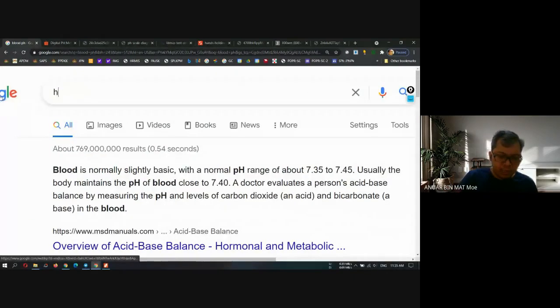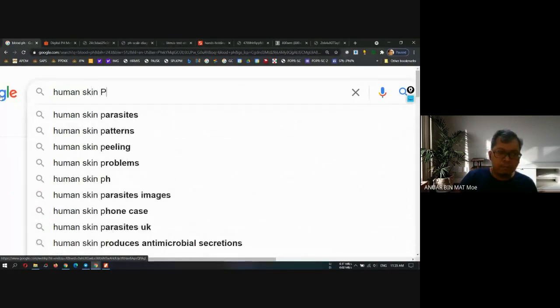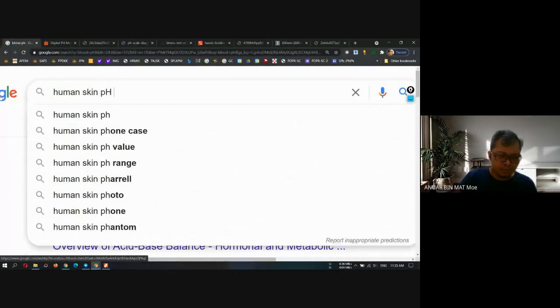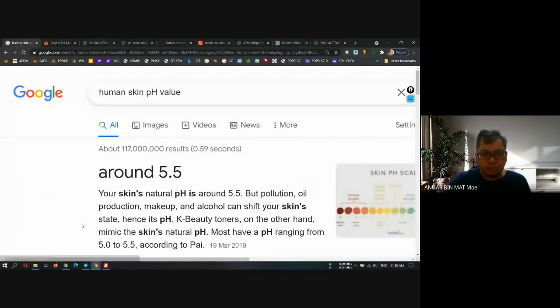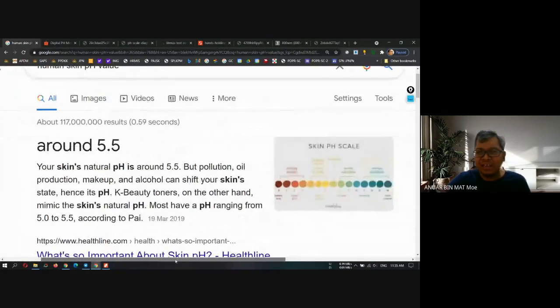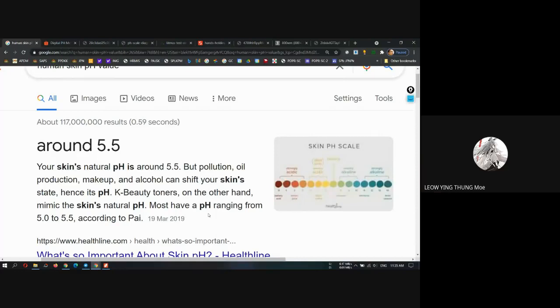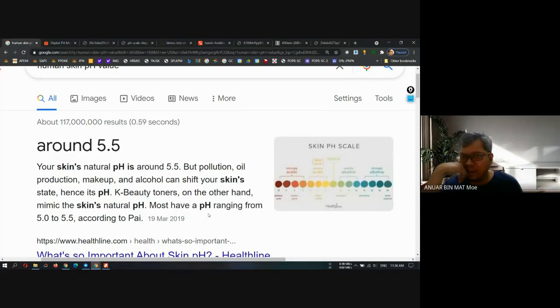Now human skin pH value. This is human skin. Around what? Can you see it? Can you see this? Human skin is about 5.5. 5.5 is what? Acid or alkaline? Acid. Acidic. Yeah. Our skin is a little bit acidic. 5.5. Okay.